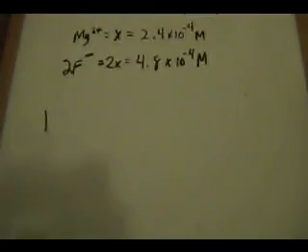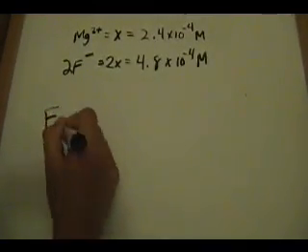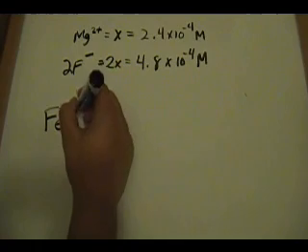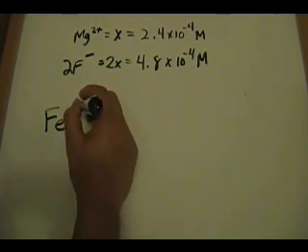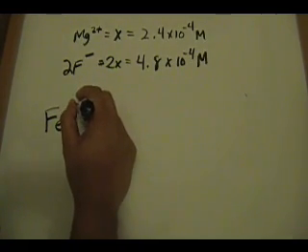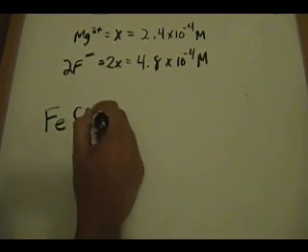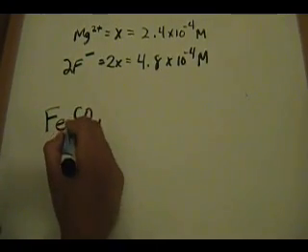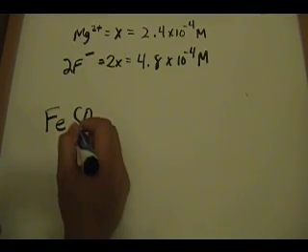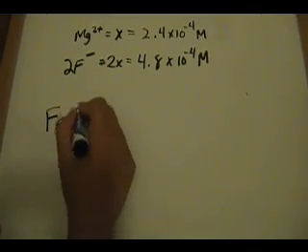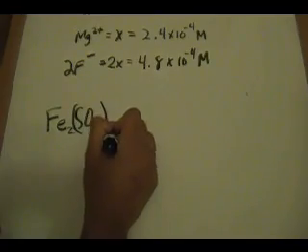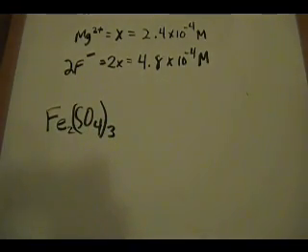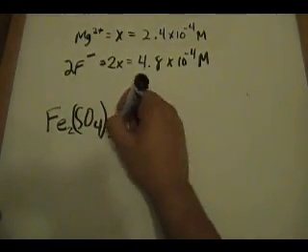Let's just say we had something like iron 3 sulfate, Fe2(SO4)3, or something like that. Yeah, so this will have a 2, 3, something like that. Now, and this is a solid, right?